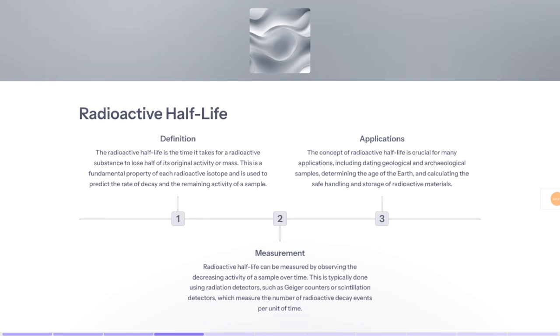Measurement. Radioactive half-life can be measured by observing the decreasing activity of a sample over time. This is typically done using radiation detectors such as Geiger counters or scintillation detectors, which measure the number of radioactive decay events per unit of time.